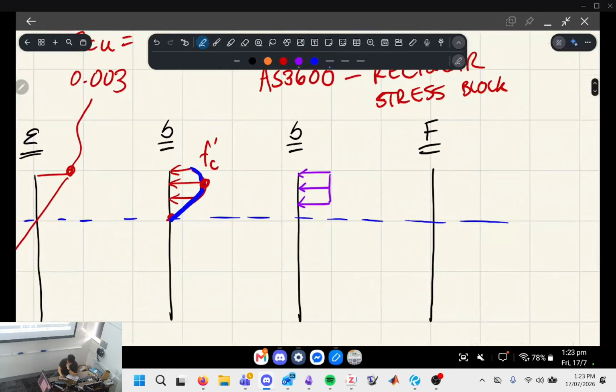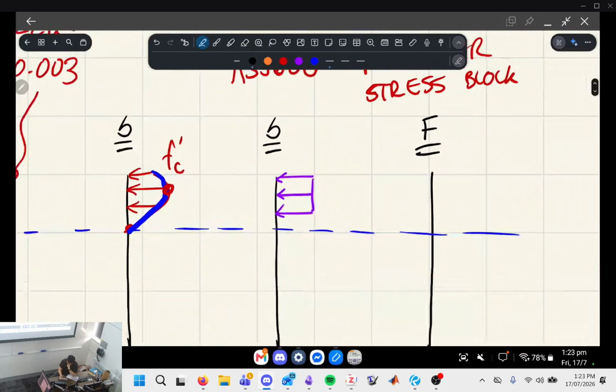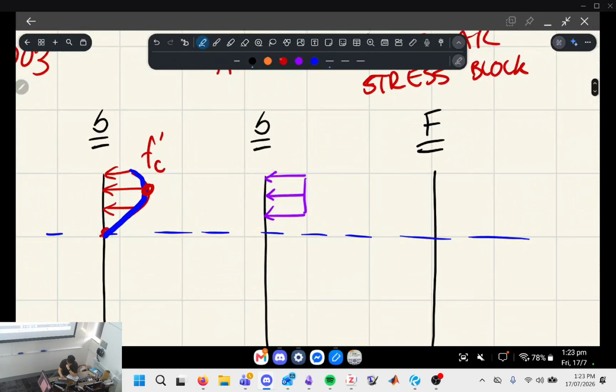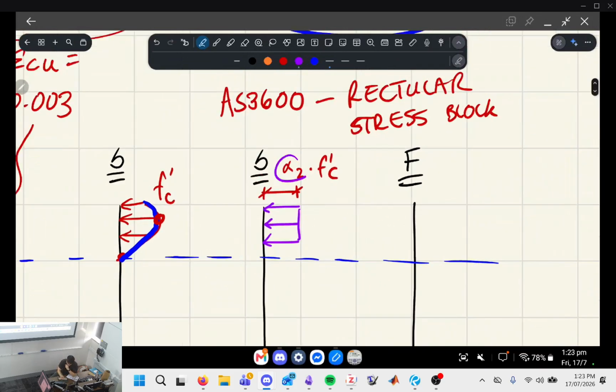So how do we determine the dimensions of this rectangle, okay? This here, we're going to call it alpha 2 multiplied by FC. So alpha 2 is a reduction factor of some sort, right? Just imagine this, for the moment, as being something like 80%, okay? So 80% of this, which let's just say is 32 MPa, right?